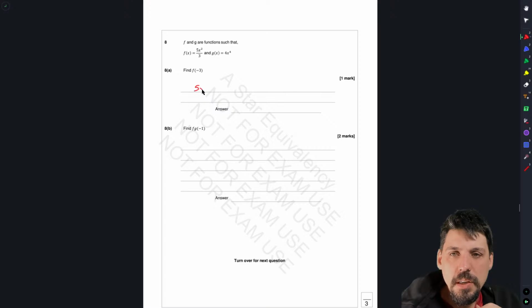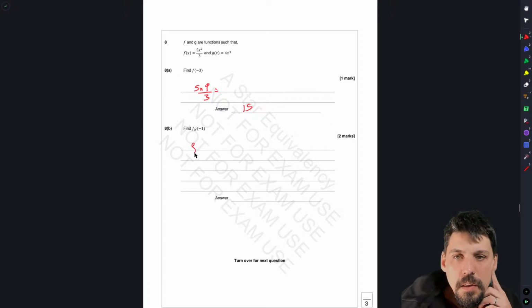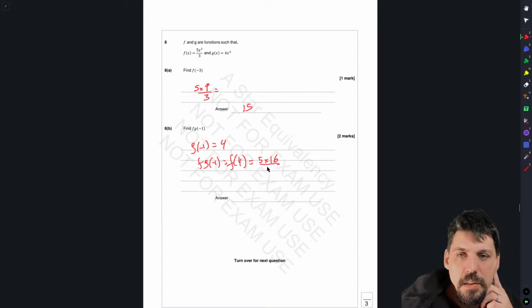F of minus 3 is 5 times 9 over 3, which is 15. G of minus 1 is 4. So fg of minus 1 is f of 4, which is 5 times 16 over 3.